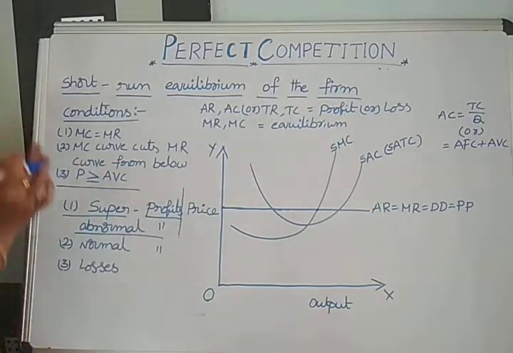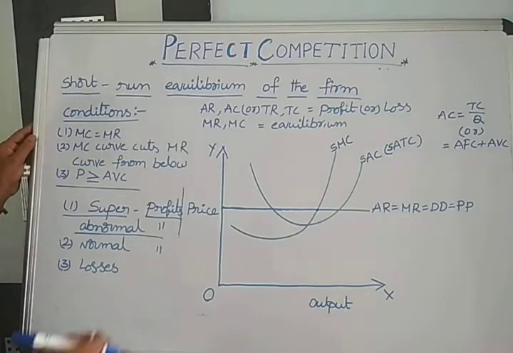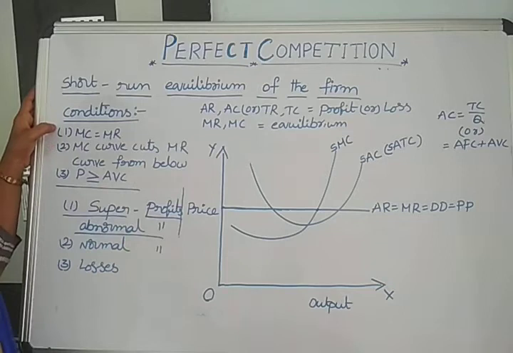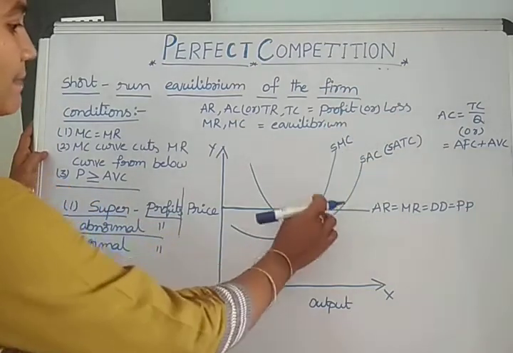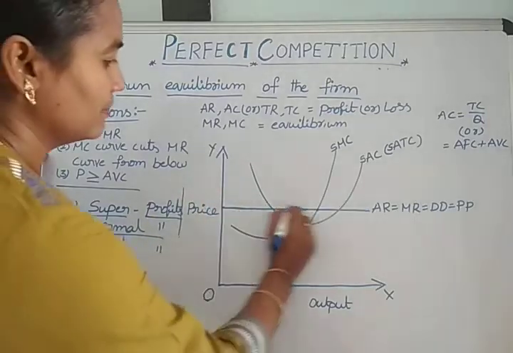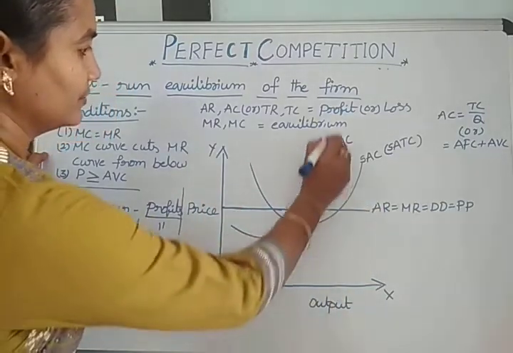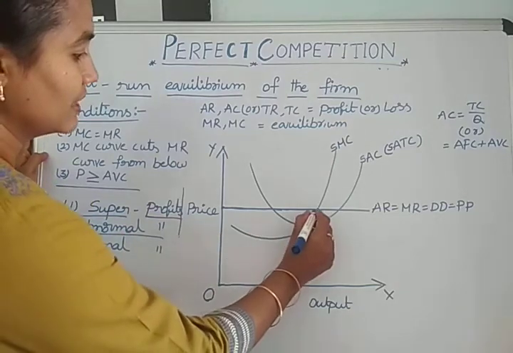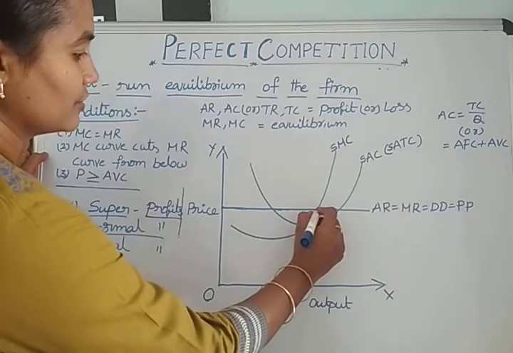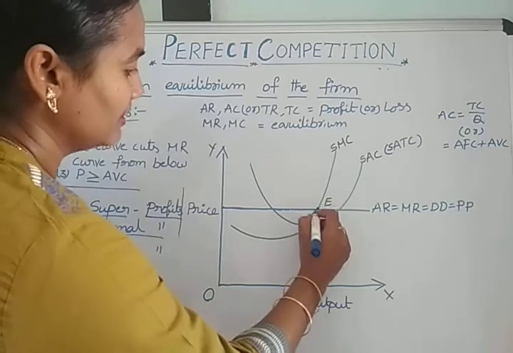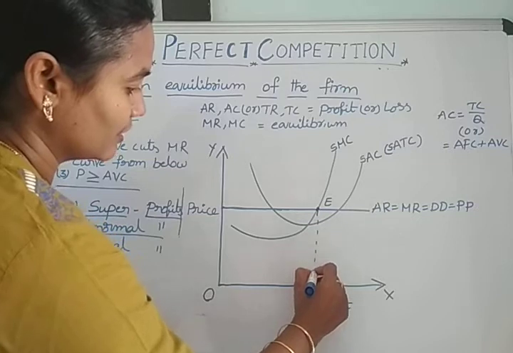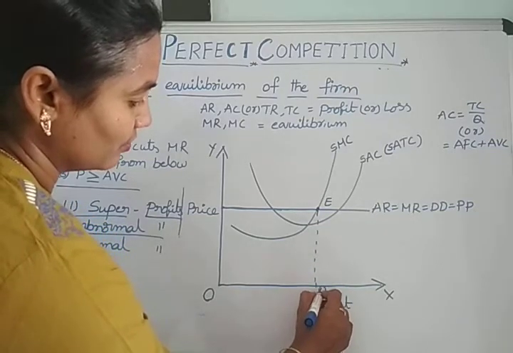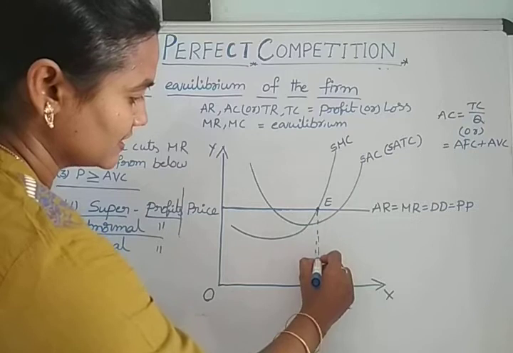Then we follow our conditions for showing the equilibrium. When we satisfy the second condition, automatically we satisfy the first one also. The second one is the MC curve cuts the MR curve from below. This is the MR curve, this is the MC curve. The MC curve touches the MR curve at this level, so we can call this the equilibrium. So we found the equilibrium position. What about the output? The output is at the OQ level.